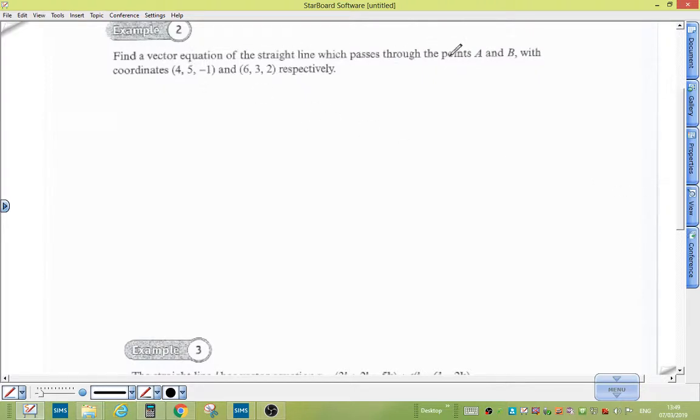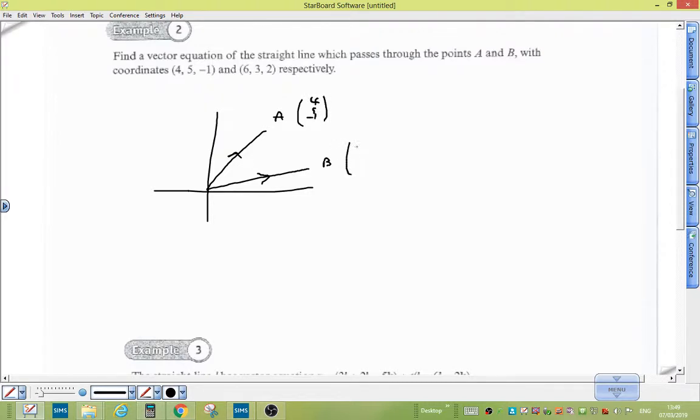Find a vector equation of a straight line which passes through points A, B. Bang, bing, and I just randomly put my points A and B, random points just there. That is A, let's call it. That is B, let's call it. And these have got coordinates, and coordinates can be just written as straight position vectors. 4, 5, minus 1, and 6, 3, 2. And I'm going to draw a straight line that passes through those like such. Okay? And we've got to find the general equation of R. And that is the general point R.